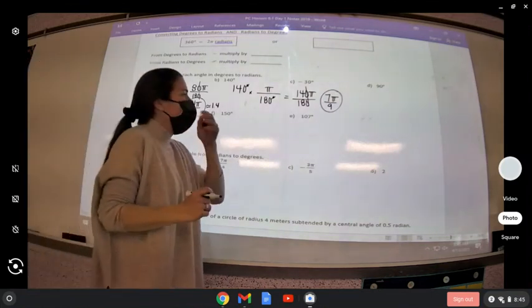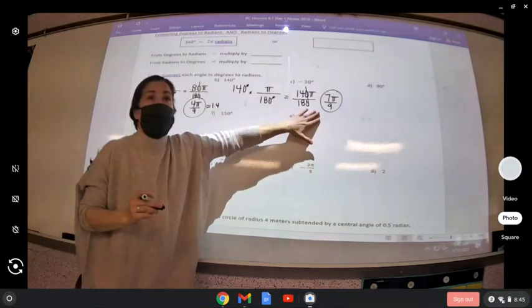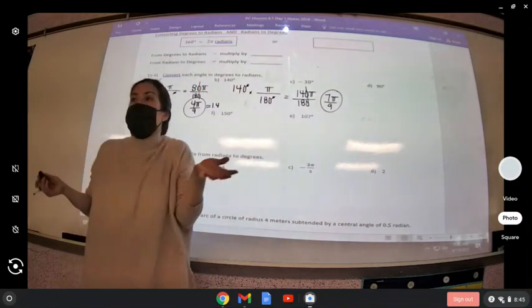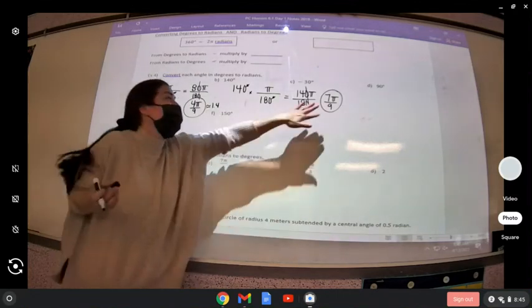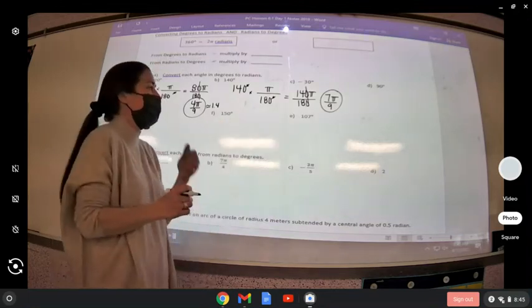All right, and then pay attention on your homework. Sometimes they'll ask you to leave it as the reduced fraction, and then sometimes they'll tell you to round your answer to 2 decimals. Then you know you want to convert this. What is 7 times pi divided by 9? And get your radians that way.